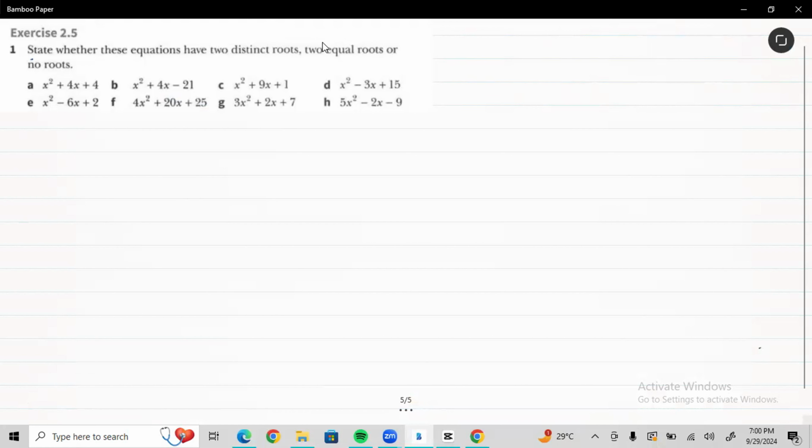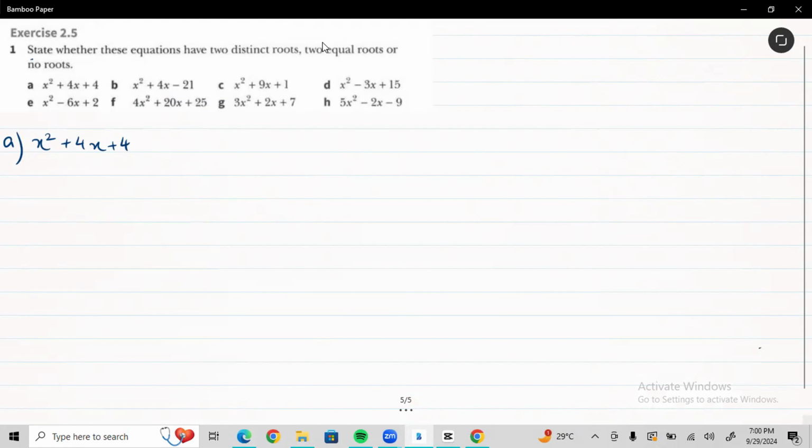Okay, so for part A, we are going to say x squared plus 4x plus 4. Okay, so as this is the first question, I'm going to go really detailed for now, but after around 2 to 3 questions, I'll be a little faster than normal.